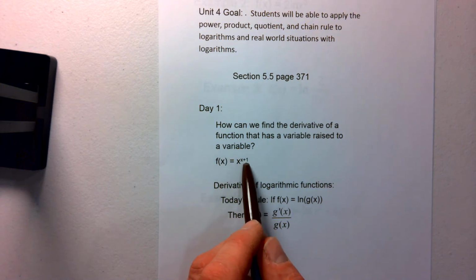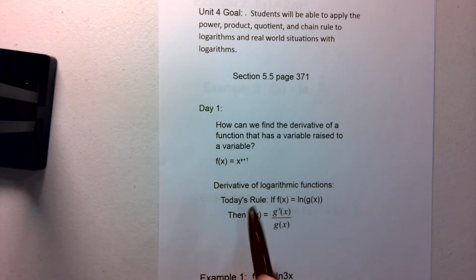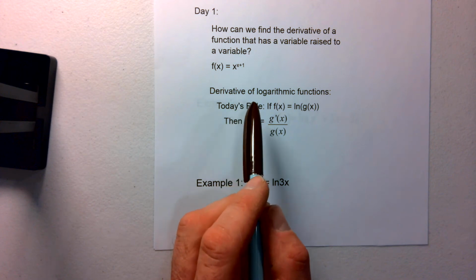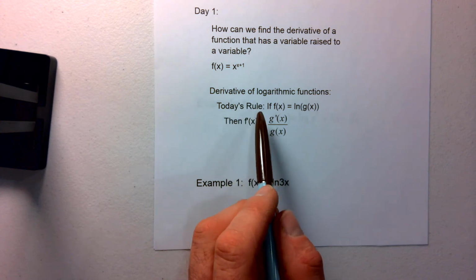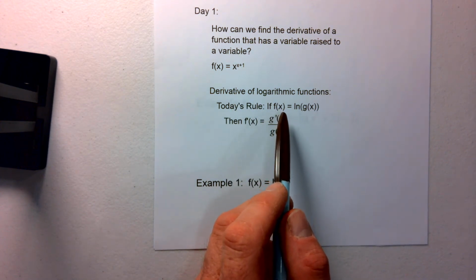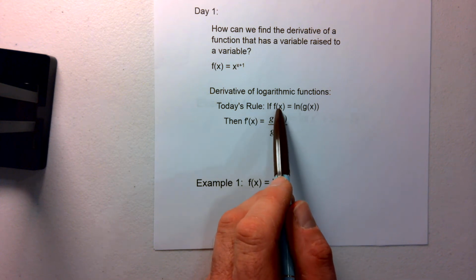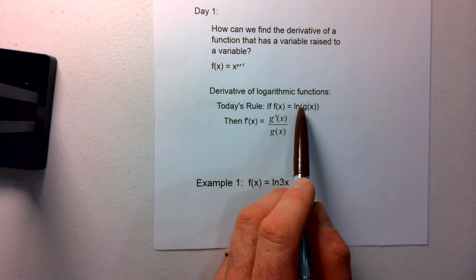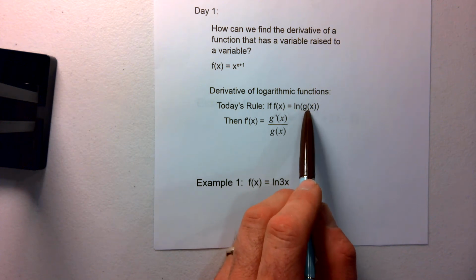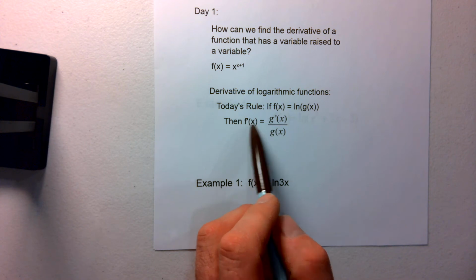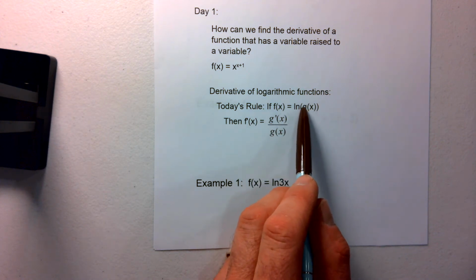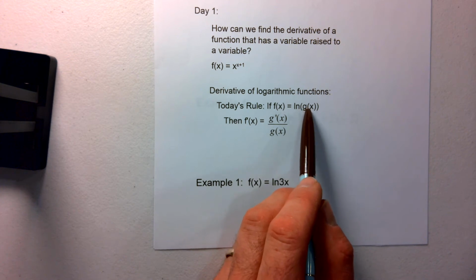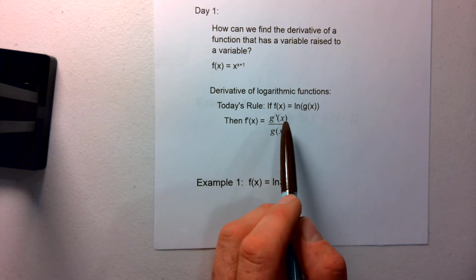Before we get to that point, I want to go through how to find the derivative of a logarithmic function. So today's rule, I'm just going to give that rule to you instead of proving it. It's kind of a nasty, ugly proof. So if I give you f of x equals the natural log of a function, not just the natural log of x, but the natural log of a function, then the derivative is the derivative of that function divided by the function.